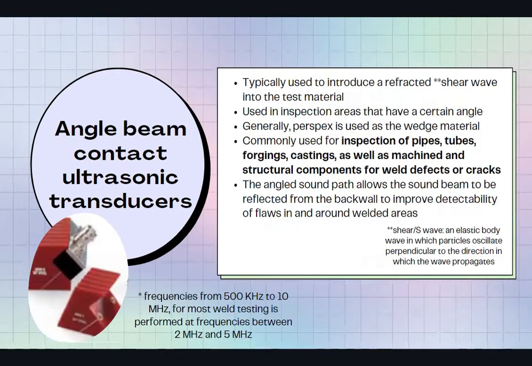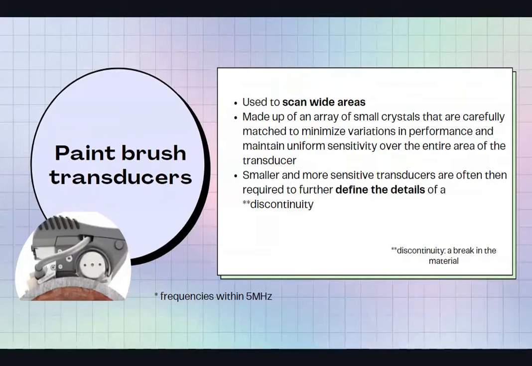The second one is the angle beam contact. It is used in inspection areas that have a certain angle, and in the inspection of pipes, tubes, forgings, castings, etc. It is typically used to introduce a refracted shear wave into the test material. The third one is paintbrush transducers, used to scan wide areas. This transducer is smaller and more sensitive, because it is used to further define the details of a discontinuity or a break in the material.